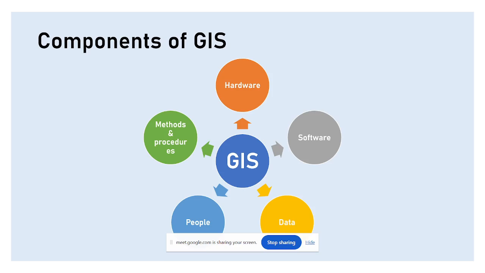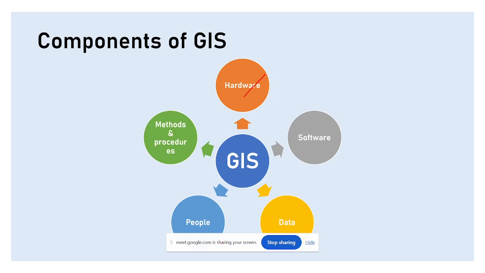So we have the hardware. That is the desktop computer, which has a screen, a mouse, a keyboard, a processor, hard disk, etc. All those things come under the hardware part. So that is one component of GIS.